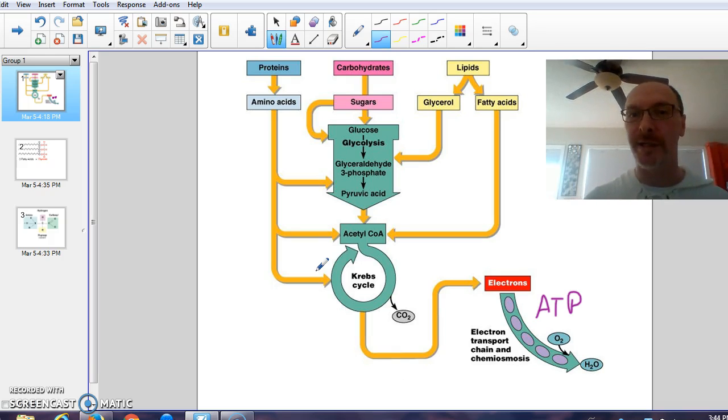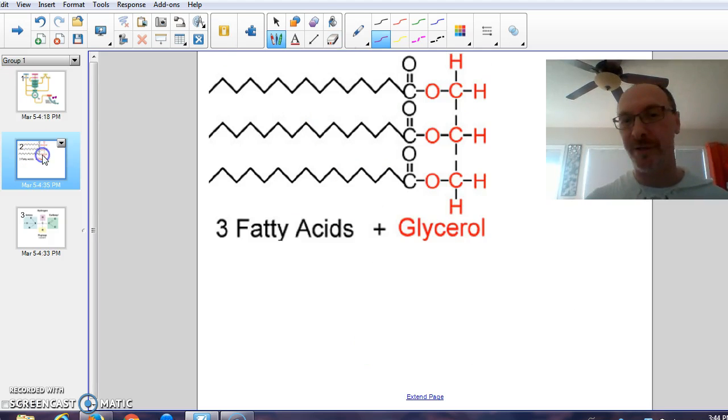Now, what you have to realize is other nutrients that we take in with our food can also be used for ATP production. If we look at lipids first, your typical lipid is this. It's a triglyceride, called that because we have 3 fatty acids attached to a molecule of glycerol. This molecule, called a triglyceride or just a fat, can be used as energy. It can be converted into ATP.